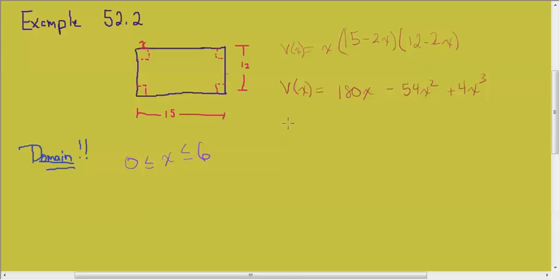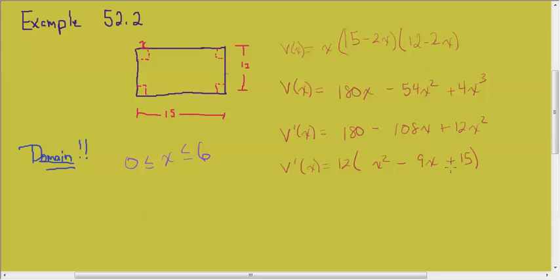So what's v prime? Well, when is a function maximized? A function is maximized when the first derivative is 0. So v prime is going to be 180 minus 108x plus 12x squared. I think there's probably a 6 in there. No, actually there's a 12 in there, isn't there? So rearranging this, factoring out a 12 times x squared minus 9x plus 15, right, plus 15.